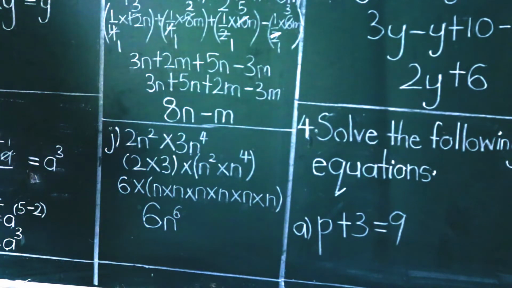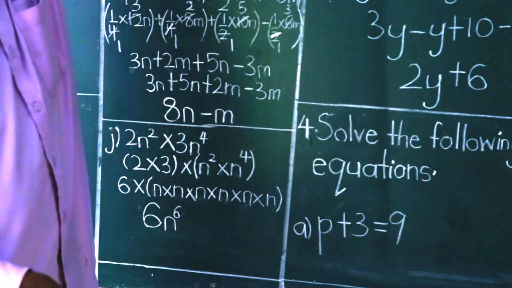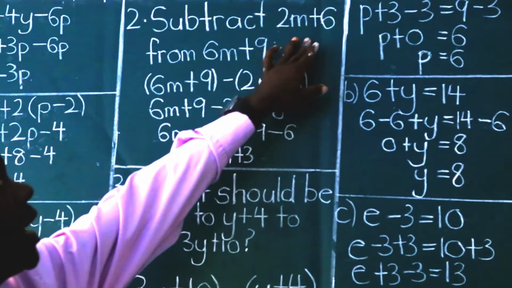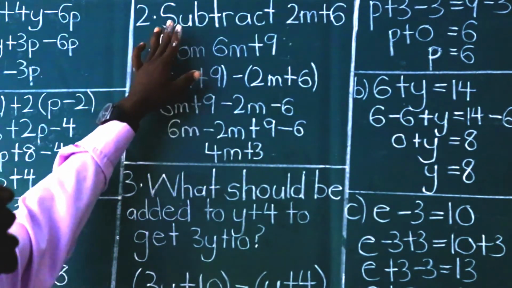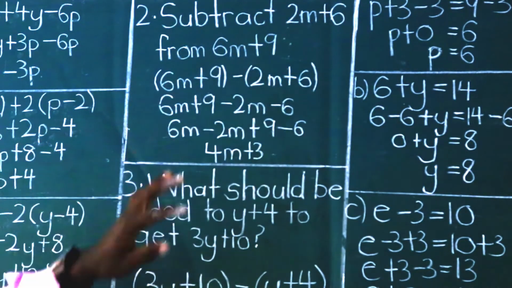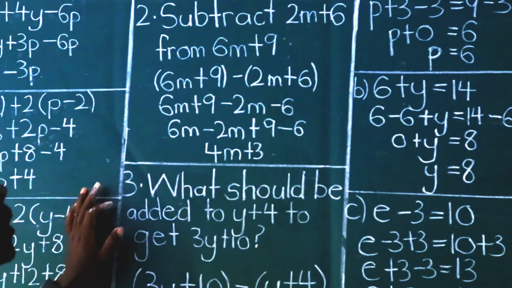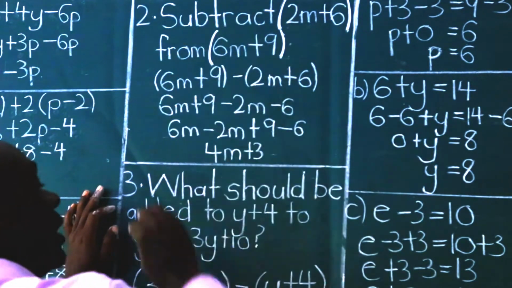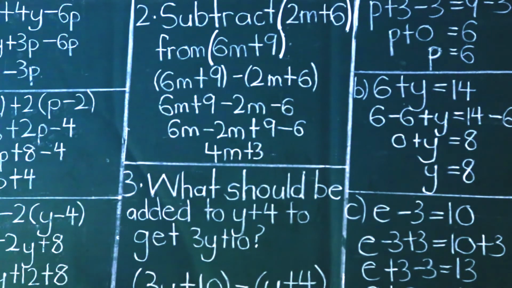Then we shall go to number 2. We shall go to number 2 for today. Number 2 reads, subtract 2m plus 6 from 6m plus 9. Do subtract 2m plus 6 from 6m plus 9. Wherever one is given that kind of question, one must start with putting these two in brackets. The brackets must be respected, without which you will be wrong.